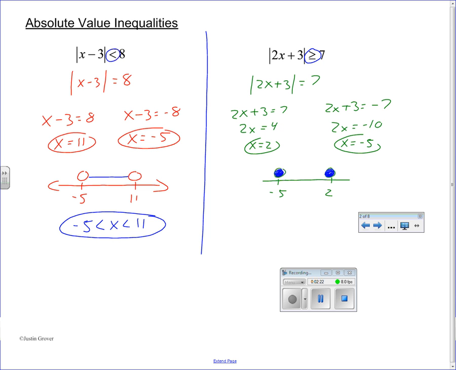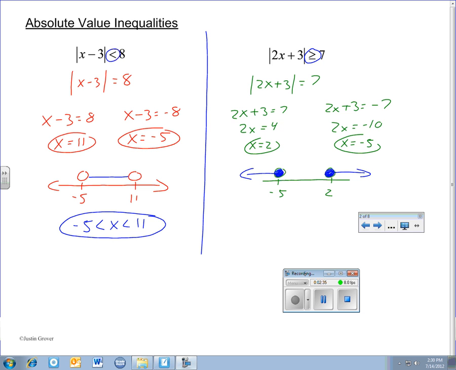And since it's greater than, we don't have a bar between the circles. We have arrows pointing the opposite ways. And you just have to remember that less than, between, greater than, away from each other. And so our answer, because it's not in between them, are two separate inequalities.